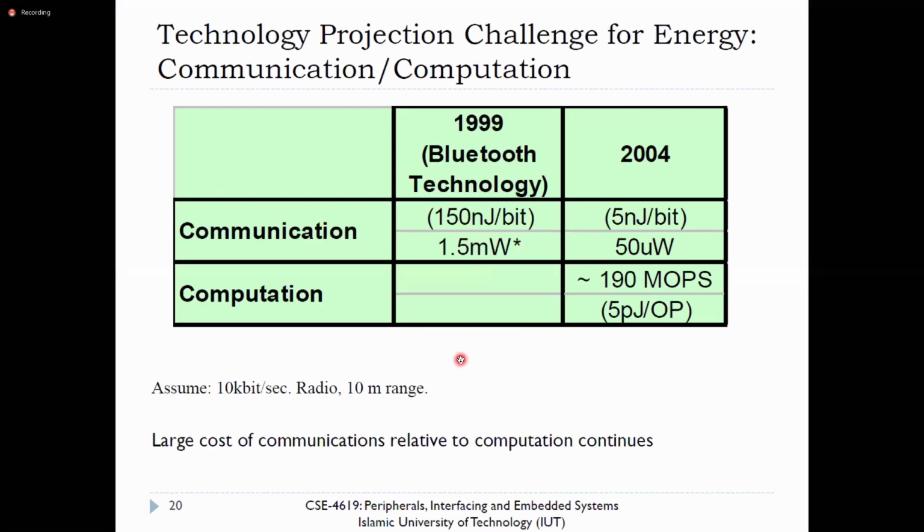But what is the bottom line? The bottom line is the large cost of communication related to computation continues. So whenever any embedded system or embedded protocol is being designed, the designers always keep in mind that communication requires more power compared to computation.